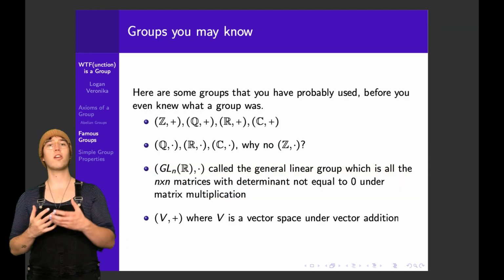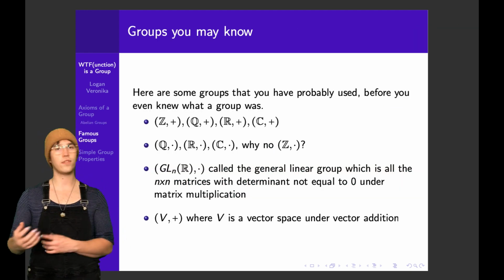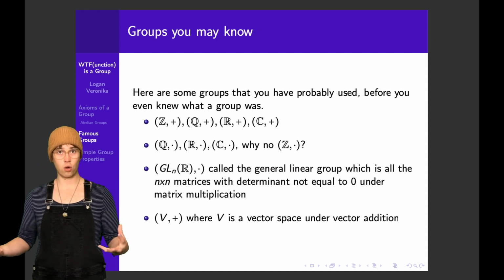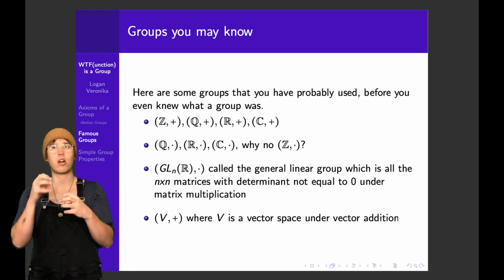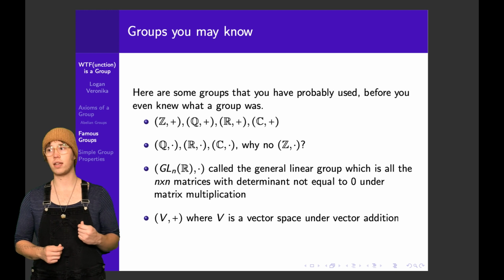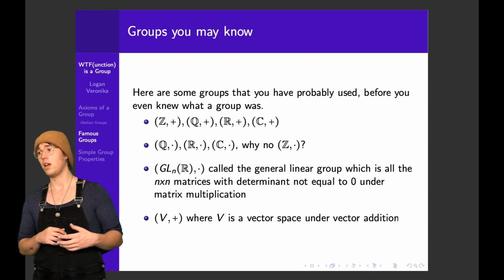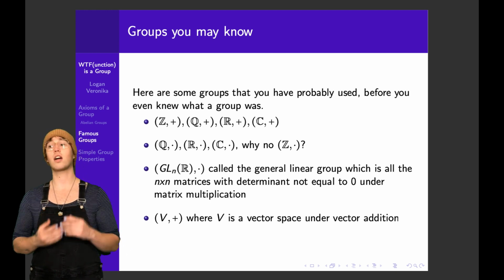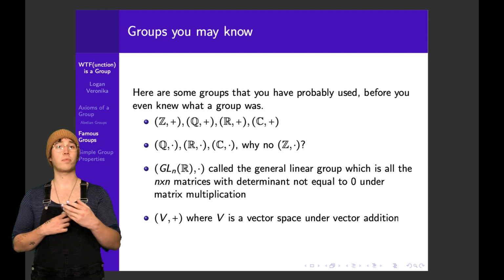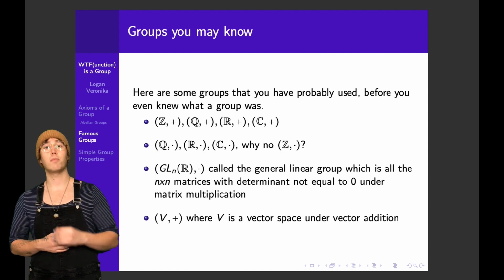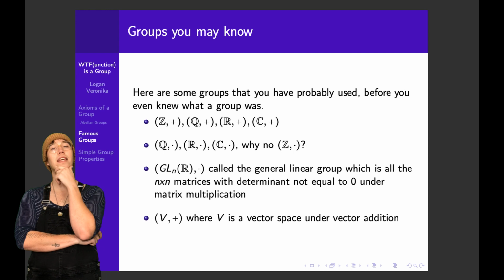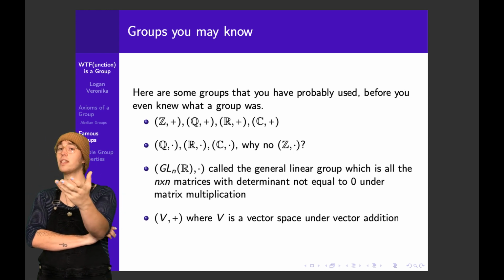There are a bunch of groups that you have used and didn't even know they were groups. That's what algebra as a whole is built on. These are our building blocks of algebra as a whole. We have the integers under plus. We have the rationals under plus, the reals under plus, and the complex numbers, as well as the rationals under multiplication, as well as the reals and complex numbers under multiplication. But we don't have ℤ, the integers, under multiplication. Can anybody tell me in the comments why?